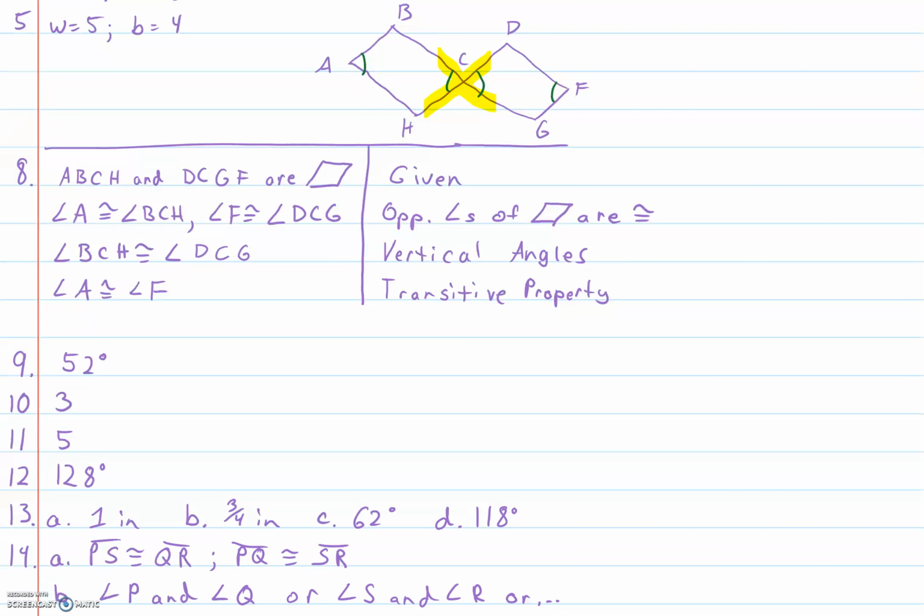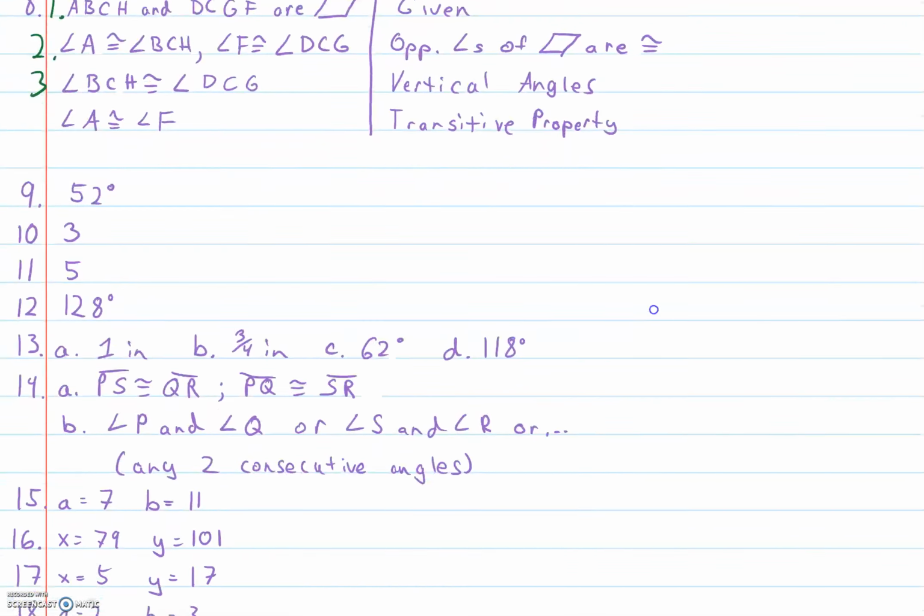For proof number 8, this is actually 4 steps. In step 1, I have my given. In step 2, I use the fact that my opposite angles in a parallelogram are congruent to each other. In step 3, I have my vertical angles, so in the middle there I've highlighted those angles that meet at vertex C. Those are going to be congruent to each other because of vertical angles. And then I can say that A and F are congruent to each other by transitive property. Substitution would also work.